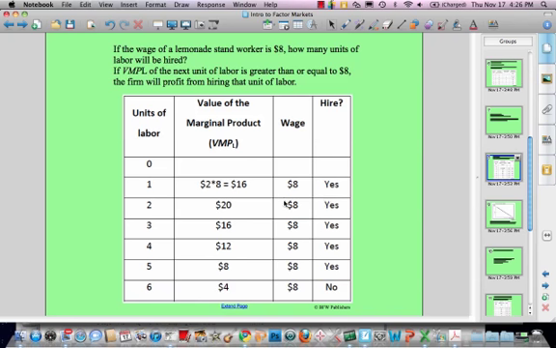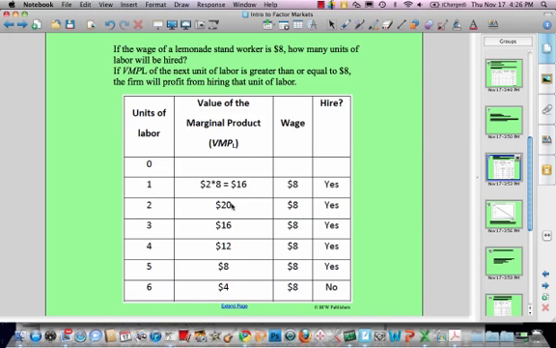For example, let's assume that in our lemonade stand, the wage of the worker is $8. Well, how many units of labor will be hired? Here's how we figure that out. We look at units of labor. We look at the value of the marginal product of labor. Again, here, calculated the same way we did it on the prior graph. We look at the wage, and we start comparing the wage of the additional worker compared to the value of the marginal product that worker is producing.